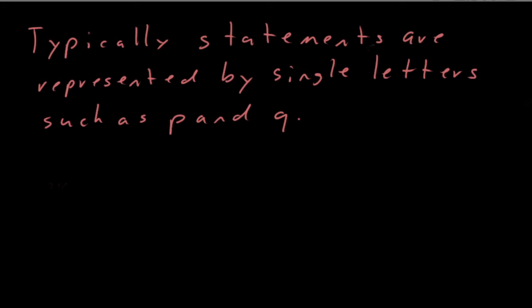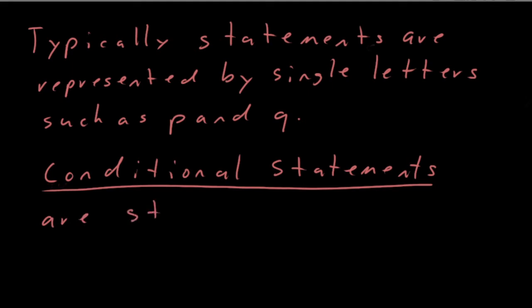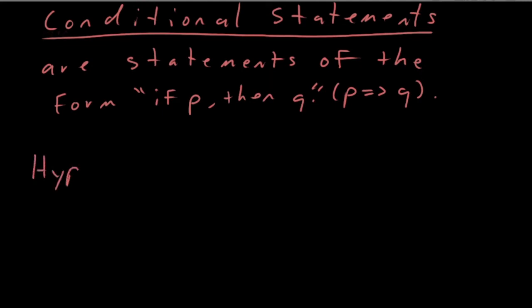Let me just do what a conditional statement is, and then we can do an example. So conditional statements are statements of the form if P, then Q. And in math, this is written as P implies Q. In these statements, we have what is known as a hypothesis and a conclusion.